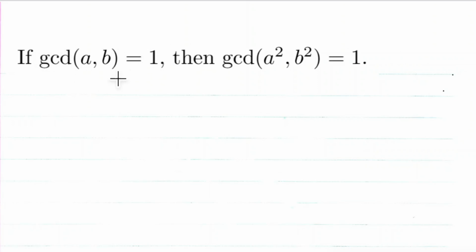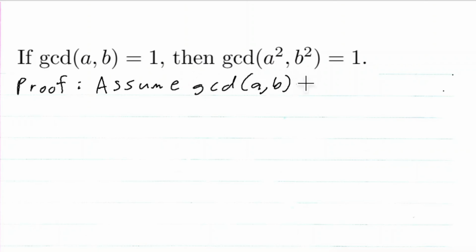Okay, so we're going to prove that if the GCD of A and B is 1, then the GCD of A squared and B squared is also 1. So let's go ahead and start the proof. We're going to assume that the GCD of A and B is 1.